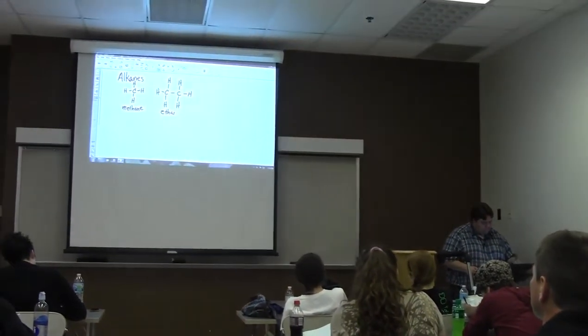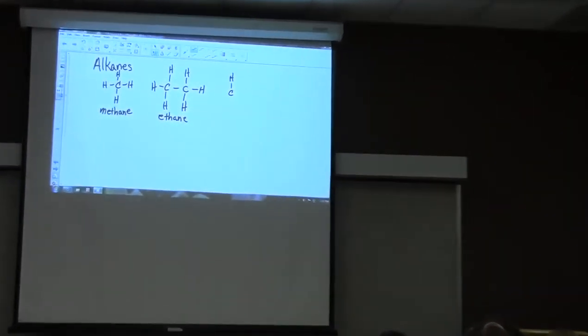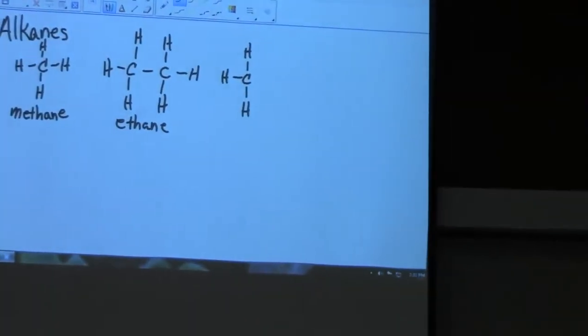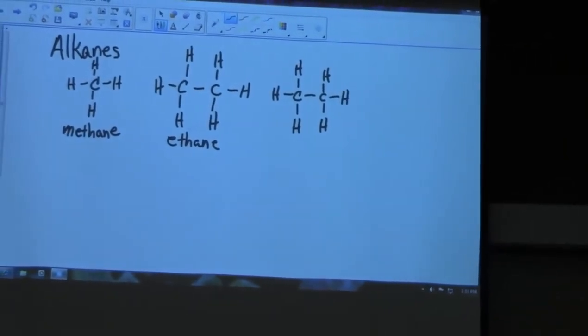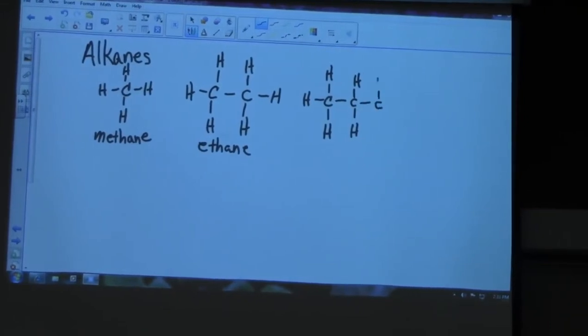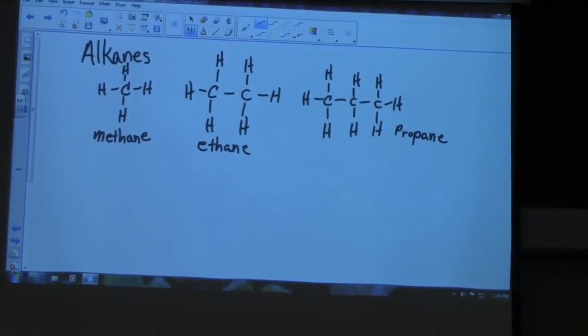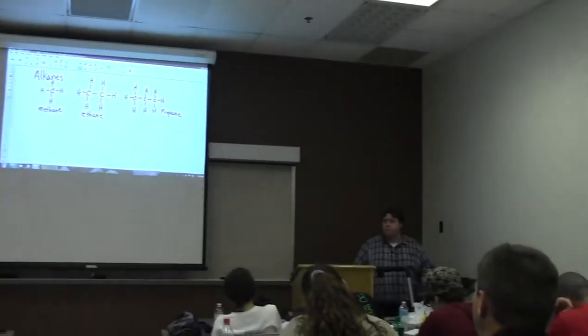Okay, ethane is also a constituent of natural gas. Propane less so. Where do we see propane usually? Gas grills. Okay, gas grills, right?